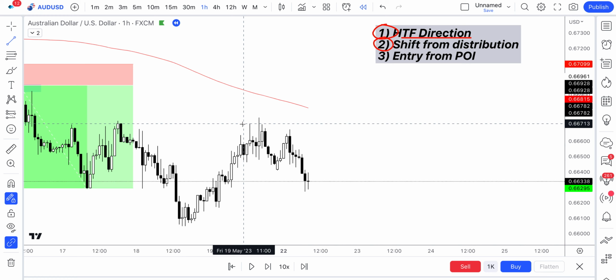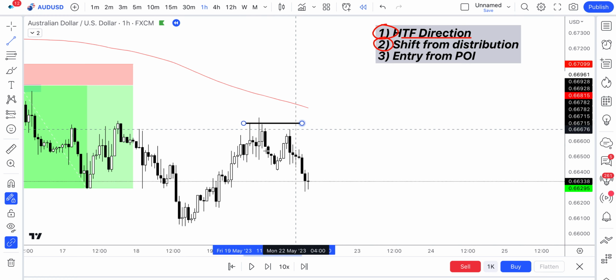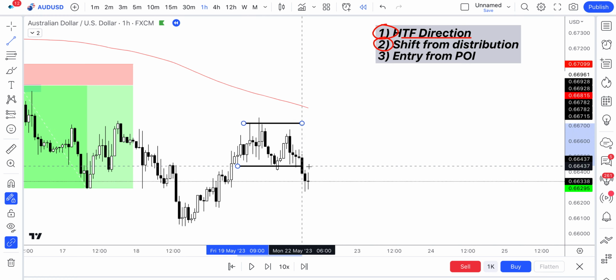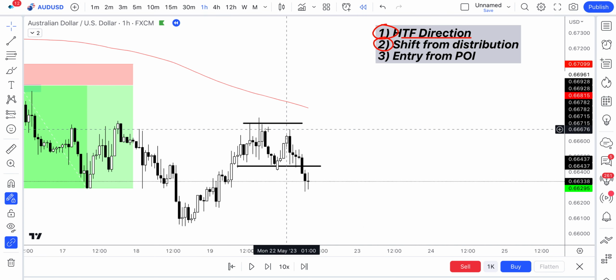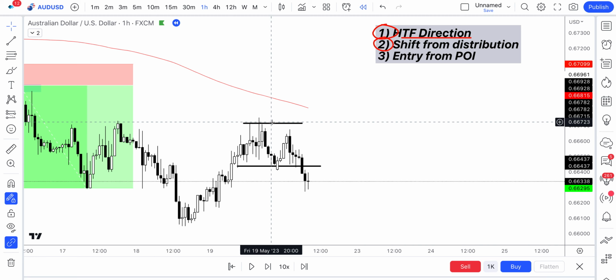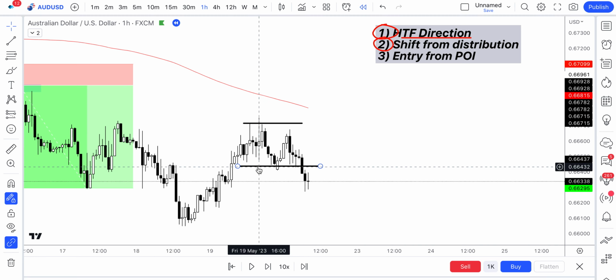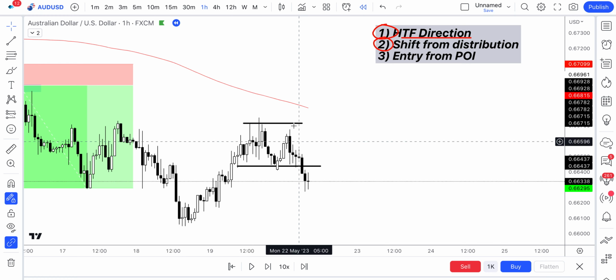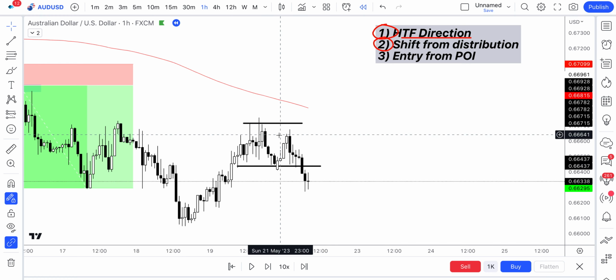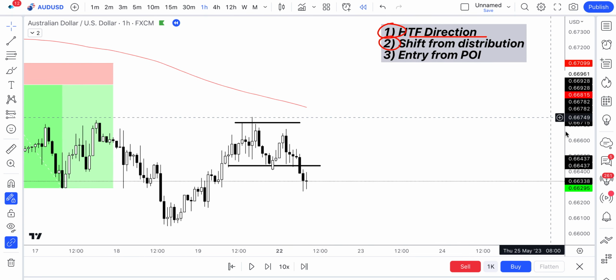Okay, and clearly you can see, based on basic market structure, that price is simply just ranging between these two values. So between 0.66700 down to around 0.66400. So this is our range, and this is where the institutions are accumulating their sell orders.